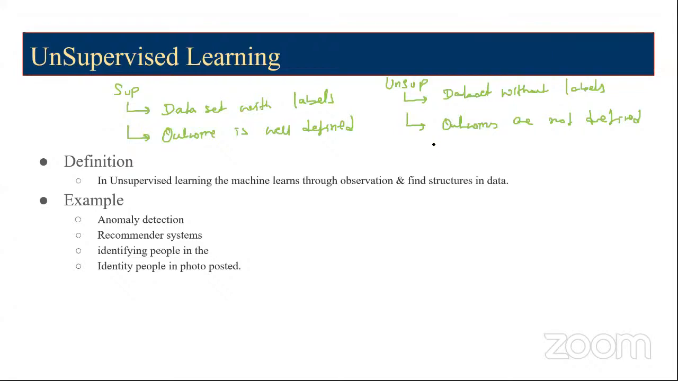So clearly you can see here that unsupervised learning is the opposite of supervised learning. Let's try to understand unsupervised learning using an example. Say we have a basket, and in this basket we have multiple fruits.